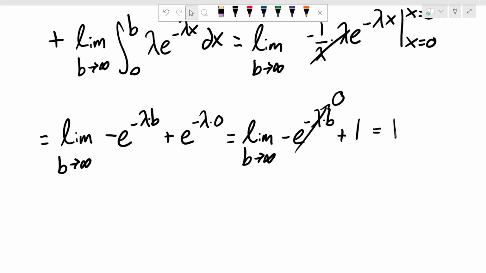So that means that no matter what lambda is, assuming it's a positive number, this is going to be equal to 1. And we can actually see right here why it needs to be a positive number. If lambda is a negative number, then negative lambda is a positive number. So then this is e to the positive infinity. So this becomes infinity and it no longer becomes 1. It is very important that lambda is greater than 0, or else this wouldn't be a probability distribution function. It wouldn't be a convergent integral at all.